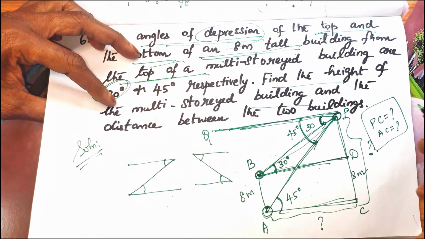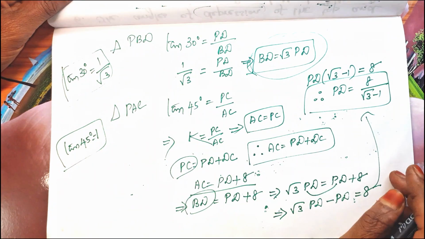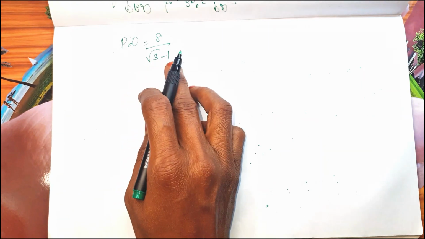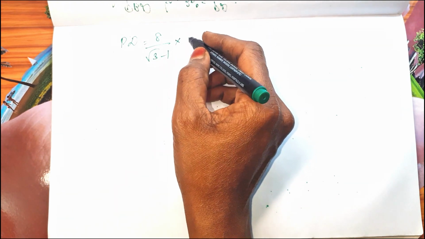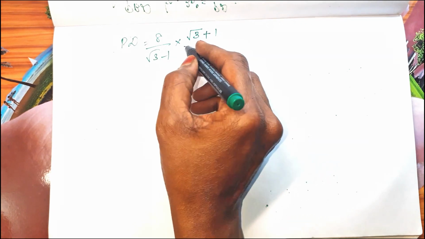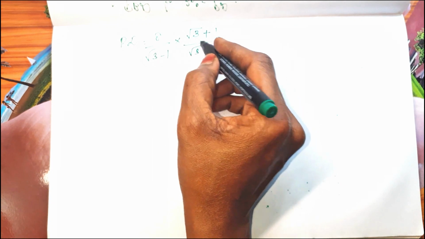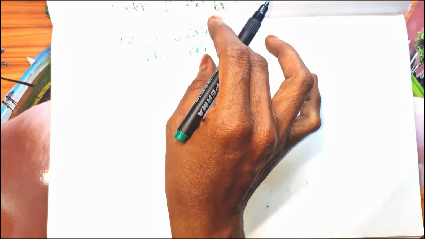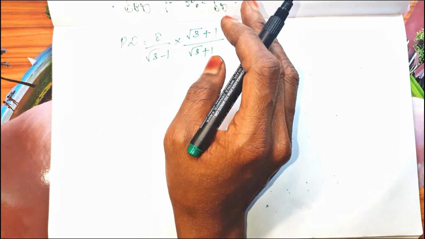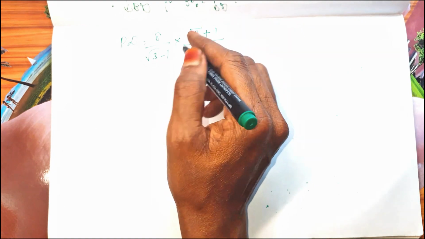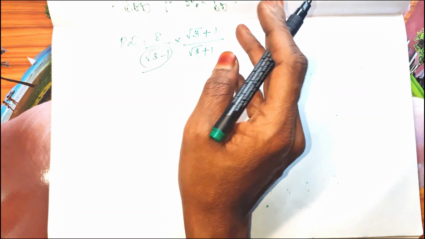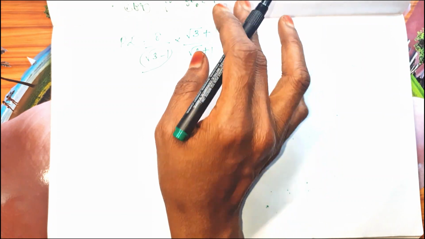So we got PD as 8 by root 3 minus 1. We are going to simplify this. For that, I am going to multiply and divide by root 3 plus 1. Multiplying and dividing won't affect the given term because both will get cancelled. It means we are multiplying the term by 1 only. But we need this because in the denominator we have a square root, and we want to eliminate that.